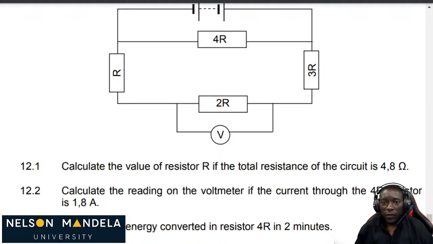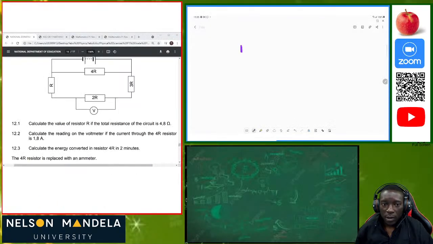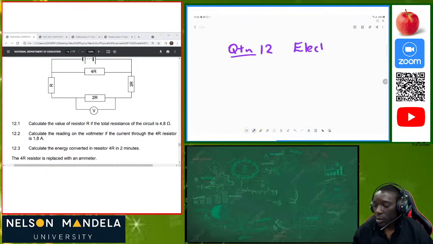So already you can see for this setup, here we have the 4R resistor across the source. Then we have the R, the 2R, and the 3R resistors in series with each other, but parallel to the 4R resistor. So we're going to try and redraw this setup so that it looks simpler, right? So we have a battery. So this is question 12 on electric circuits.